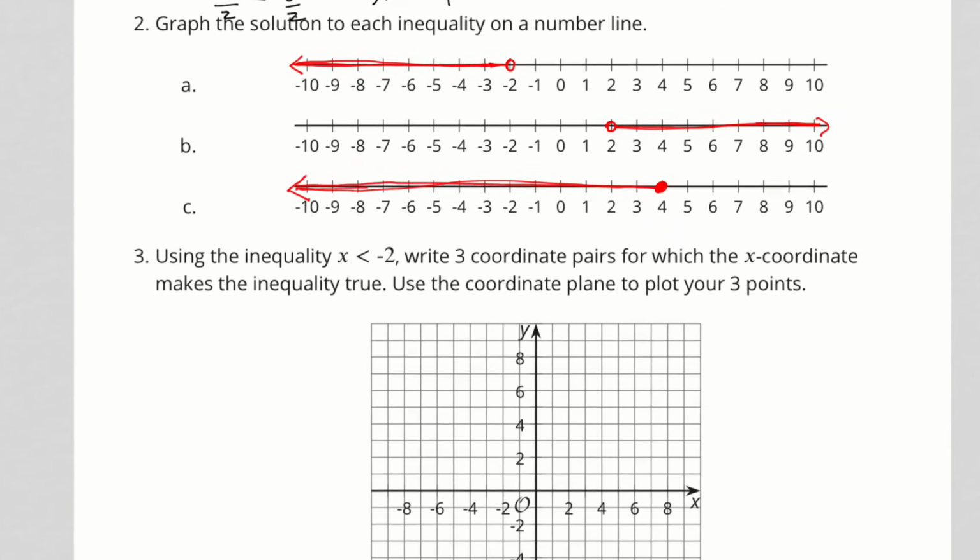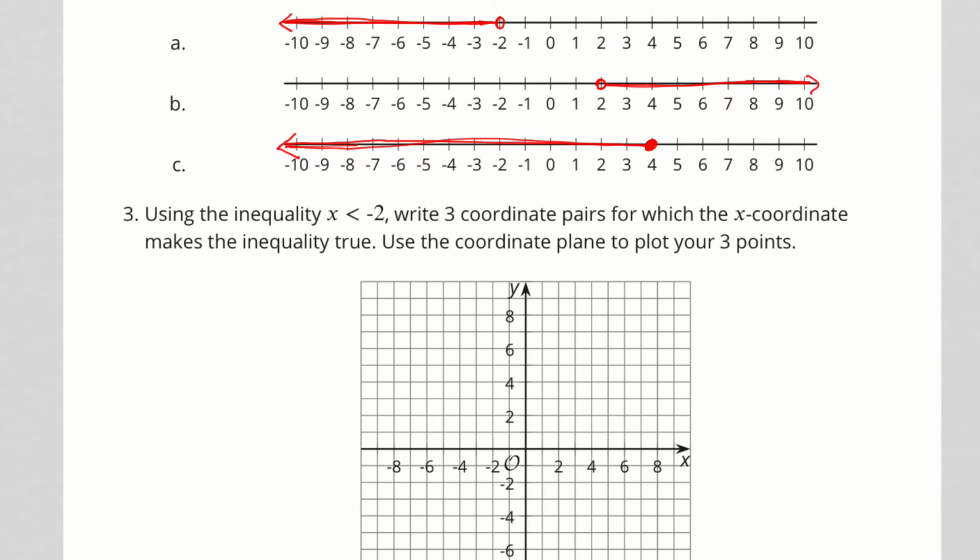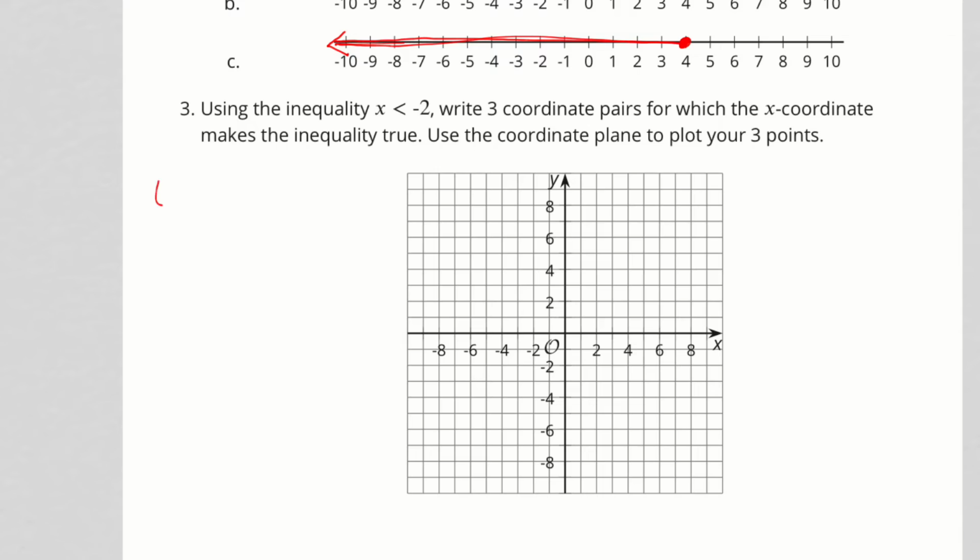Using the inequality x is less than -2, write 3 coordinate pairs for which the x coordinate makes the inequality true. So, just looking at x coordinates, somebody pick a value. Is that less than -2? -4. So if we look at -4 for an x value, somebody pick a random number for y. It does need to be on this graph though. 8.